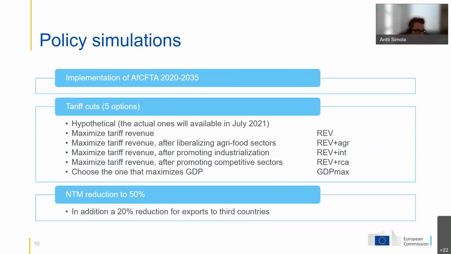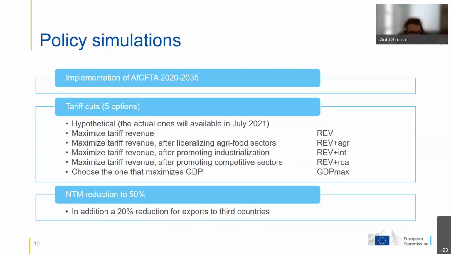For calculating the tariff cuts, we used MacMaps data at the HS6 level, and they take into account the modalities that the countries have. For example, there is more protection allowed for sensitive products and the least developed countries. Based on that, we consider 5 separate scenarios that are based on maximization of tariff revenue. These are hypothetical scenarios, and the actual ones will be available quite soon.